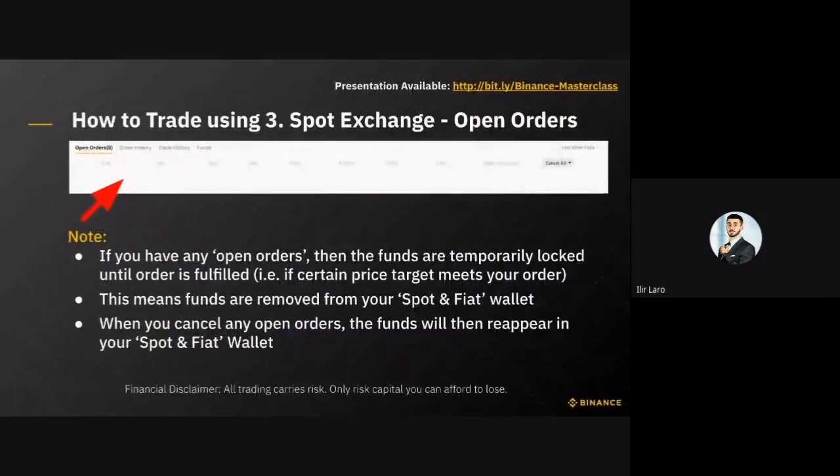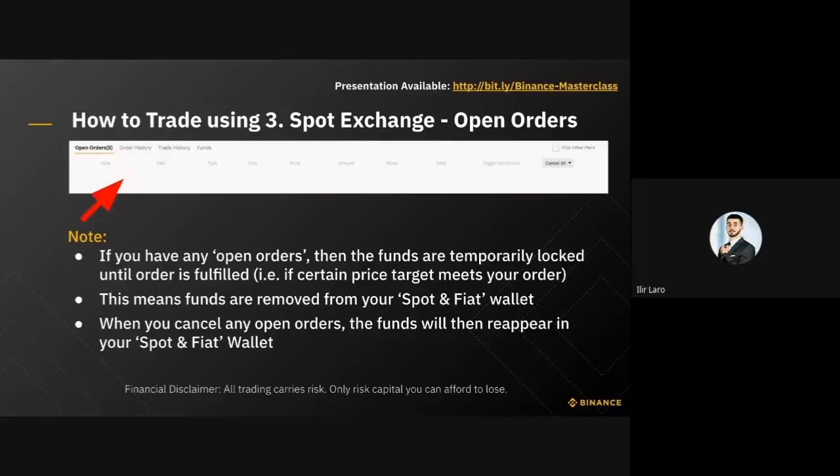Now, if you scroll down, you'll be able to see your order history. So in the first tab, we have the open orders. Something to note here: if you place a trade using stop limit, a limit, or the OCO, what you're effectively doing is saying to our system, you're putting these funds into the order book, which I mentioned earlier. And that order will only be met when the price meets your target. So effectively, these funds or open orders are temporarily locked until the order is fulfilled.